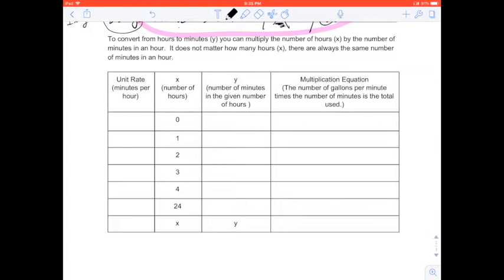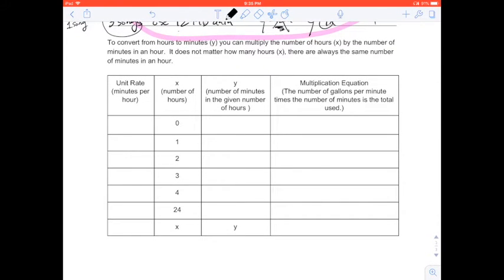Hopefully this is one that'll make sense pretty easily. To convert from hours to minutes, you can multiply the number of hours, represented by x, by the number of minutes in an hour. We all know it doesn't matter how many hours, there are always the same number of minutes in an hour. So that is definitely a proportional situation. We can just figure out any number of hours, multiply that by the minutes per hour, and we'll get the number of minutes in that number of hours, or the given number of hours.